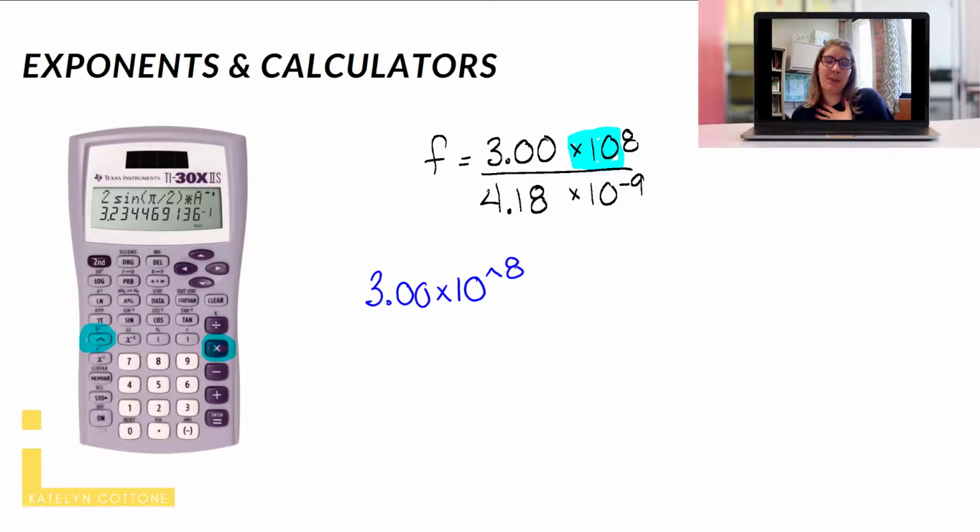So for me personally, I feel like that's a lot more work. And then when I pause and think about it, I think, well, that's kind of silly, right? It's not that much more work. But I think that in the grand scheme of things, the EE is faster. And then they hit the divided by symbol. And then they go through the process again. They do 4.18 times 10 caret, and then the negative sign, and then 9. And then they hit equals.